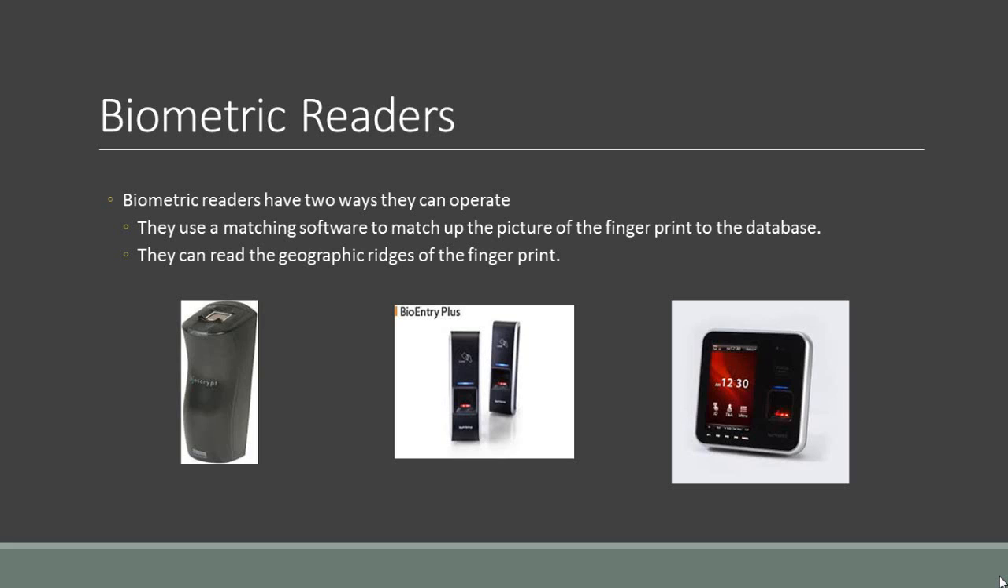Whereas with the middle and right side, it reads the geographical ridges, the high and low points within the fingerprint to create the credential.